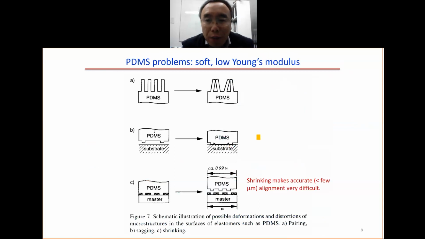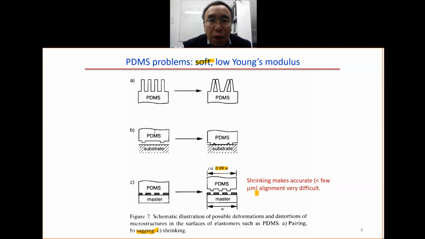So the problem for the PDMS is that it is too soft, with a low Young's modulus. So one problem is the pattern may collapse, and it may sag. And also, when it is cured, there is a 1% shrinkage. This 1% shrinkage is a very big number and makes very good alignment difficult.